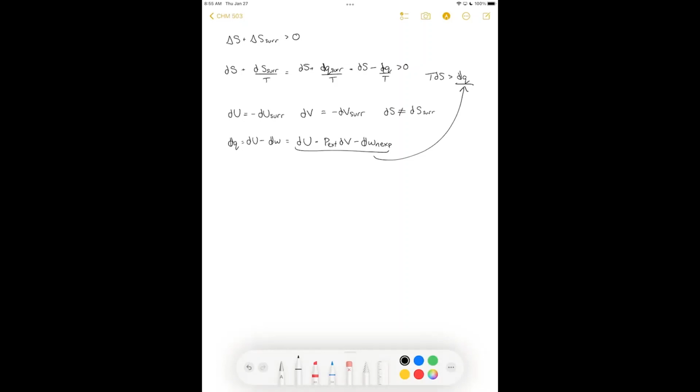So what this will get us when we do that is negative dU minus P external dV plus the non-expansion work plus TdS is greater than 0. Note at this point that we have successfully removed the surrounding component. We have only properties of the system here. We can condense this to make a very nice form.